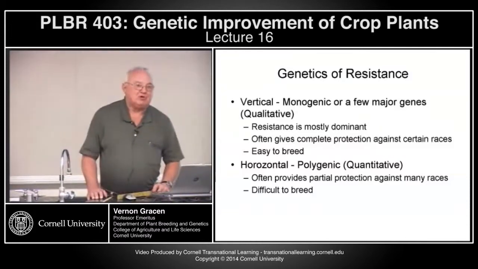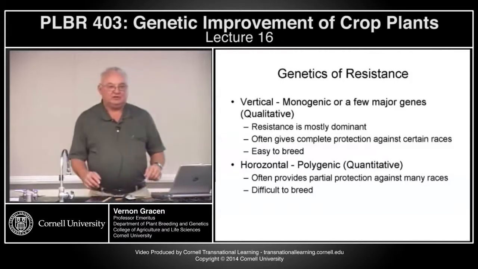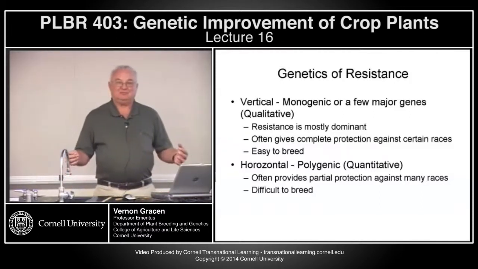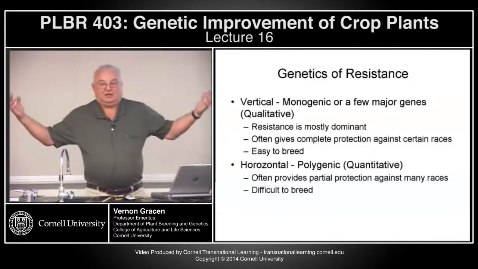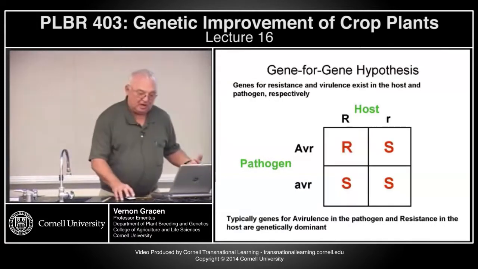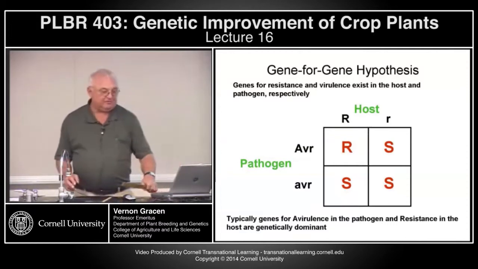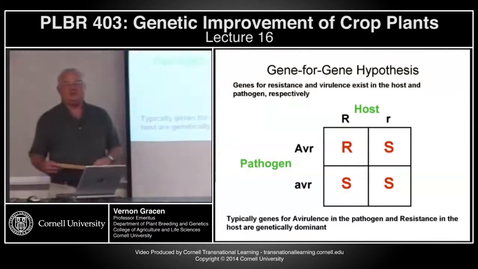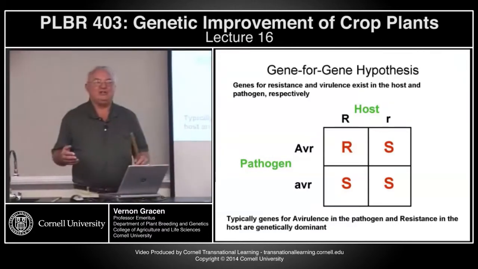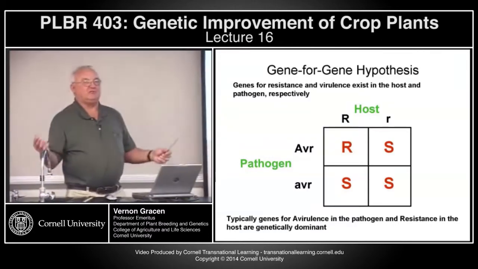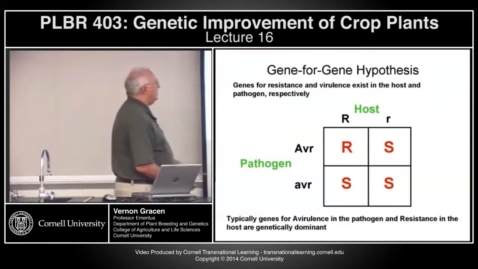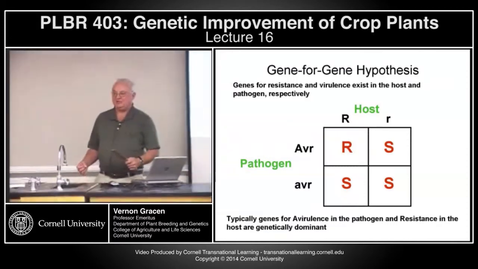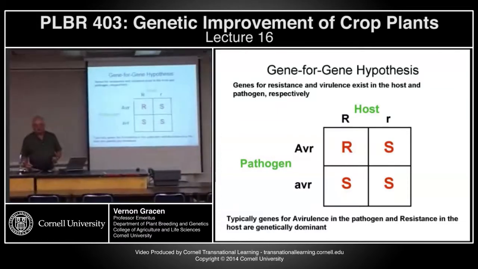So if you're a plant breeder working in a developing country, which type of resistance would you rather have? Vertical. I mean, it gets even more complex than that. We'll talk in a few minutes. It's also interesting, these resistance genes in the host are almost always dominant. There are a few cases of recessive resistance genes, but not many. It's the avirulent genes in the pathogen that are almost always dominant.